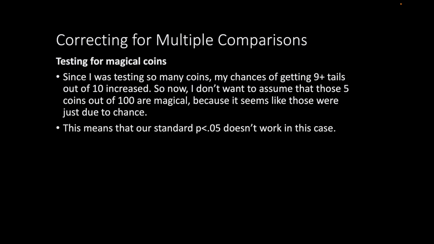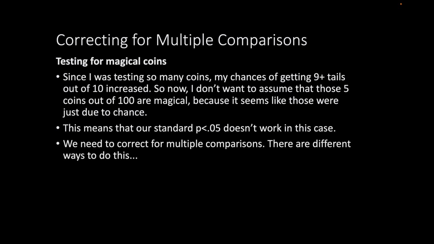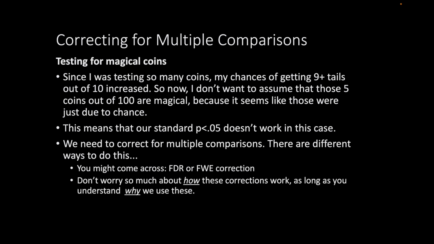In other words, this means that our standard p less than 0.05 doesn't really work. And so we need to correct for the fact that we're doing a lot of different tests. There are a couple different ways to do this. If you're looking through fMRI papers, you might see them mention things like FDR or FWE correction. At this point, it's not so important to worry about how these corrections work, as long as you understand why we use these, which is because we need to correct for the fact that we're doing a lot of different tests.